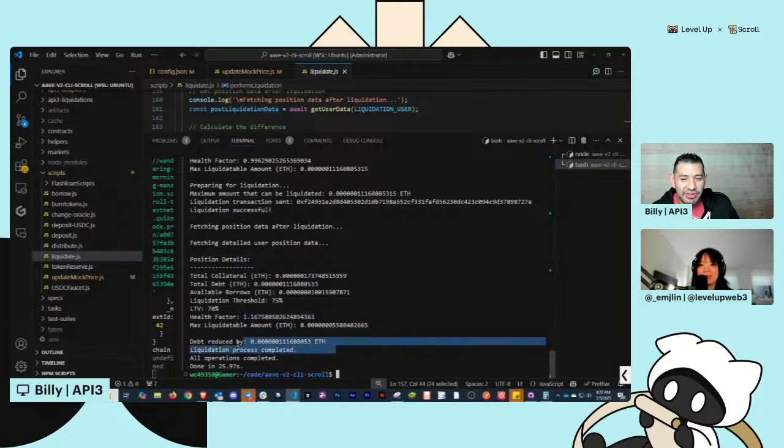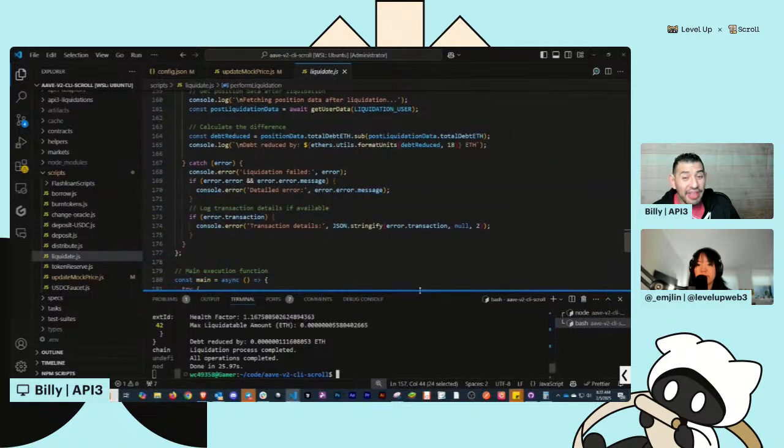But you'll see that their debt is reduced by the amount, which is whatever I paid back. And it's all completed. We walk away with profit. And that's it. That's how you do a liquidation. It is simpler than you think. It's just a lot of information to absorb, right? Of learning what it is.